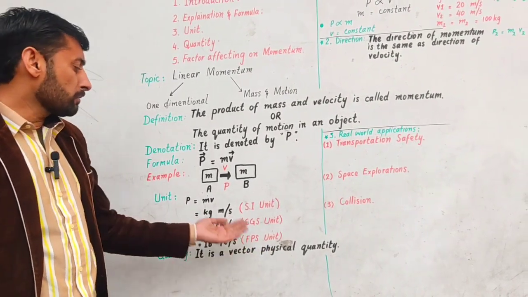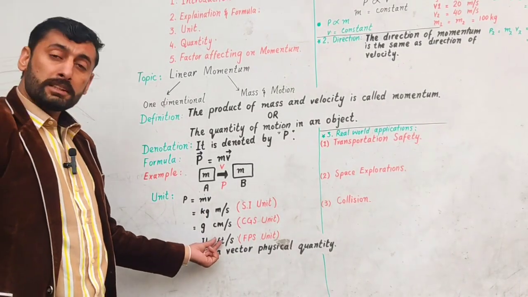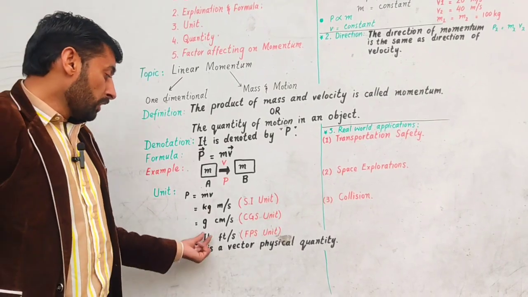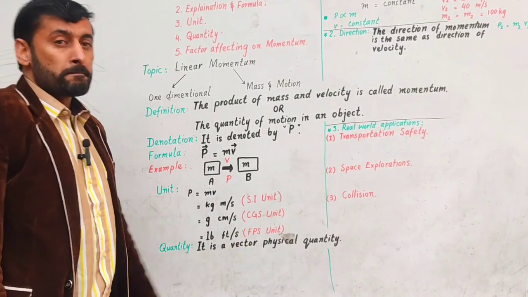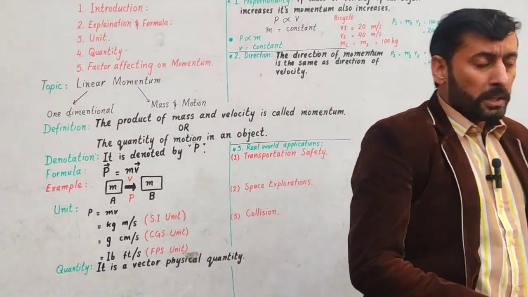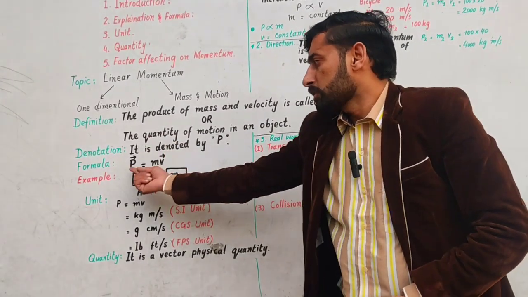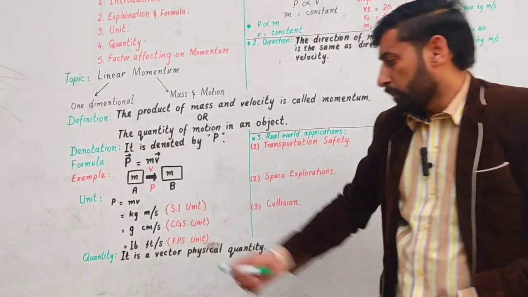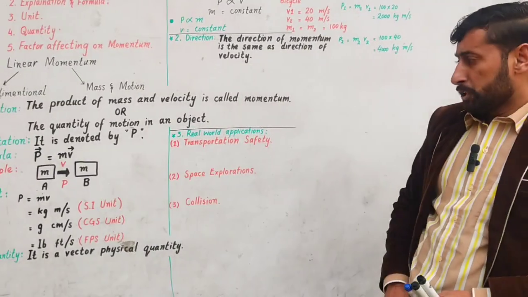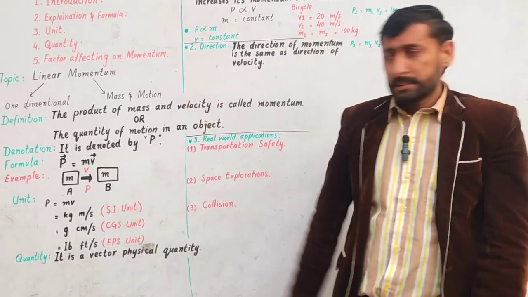In the British engineering system or FPS system, the mass is expressed in pound, distance is measured in foot, and the time unit is second. So pound foot per second is the unit of momentum in the FPS system. Momentum is a vector quantity because it follows the direction of velocity. So the direction of momentum is exactly the same as the direction of velocity. It depends upon direction as well as magnitude, because vector quantities are those quantities which have magnitude as well as direction.